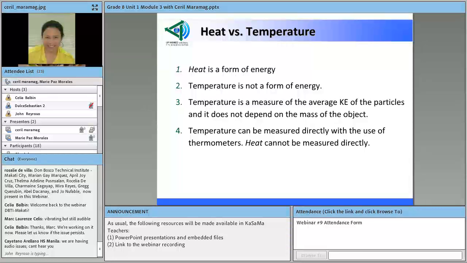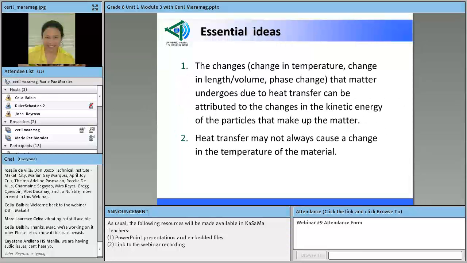Okay? And generally, these are what the students should have learned after going through this module. First one, the changes. Change in temperature, change in length or volume, phase change that matter undergoes due to heat transfer can be attributed to the changes in the kinetic energy of the particles that make up the matter. And lastly, heat transfer may not always cause a change in the temperature of the material.